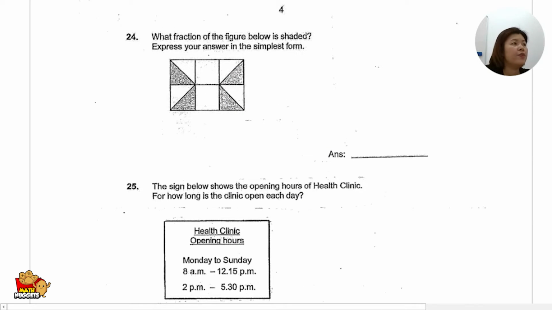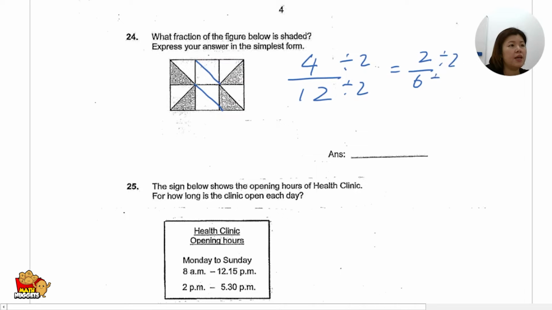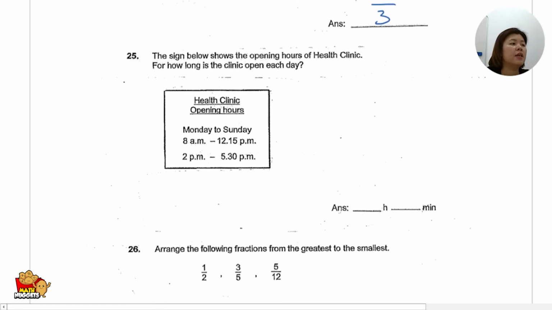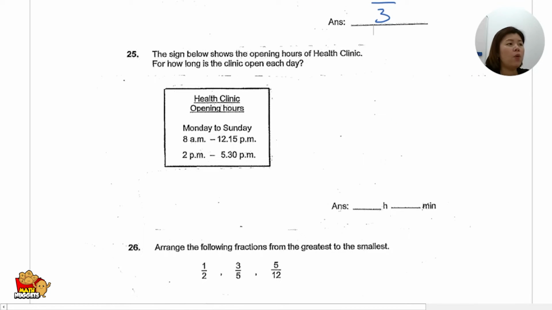Let's move on. What fraction of it is shaded? Okay, if you can see, I have triangles and squares, so I can make them all triangles so that they are equal. So it's 1, 2, 3, 4, 5, 6, 7, 8, 9, 10, 11, 12. Means I total got 12 and 4 is shaded. Simplest form. Simplest again. Answer 1/3.